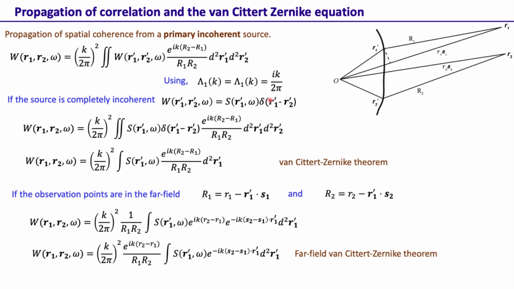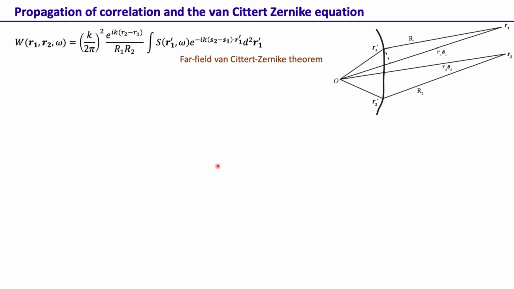That here, when there was no correlation, now we do have this cross correlation function away from the source, which is non-zero even when these R1 R2 are not equal. So let's see that through one example. So this is the far field Van-Sittert-Zernike theorem.